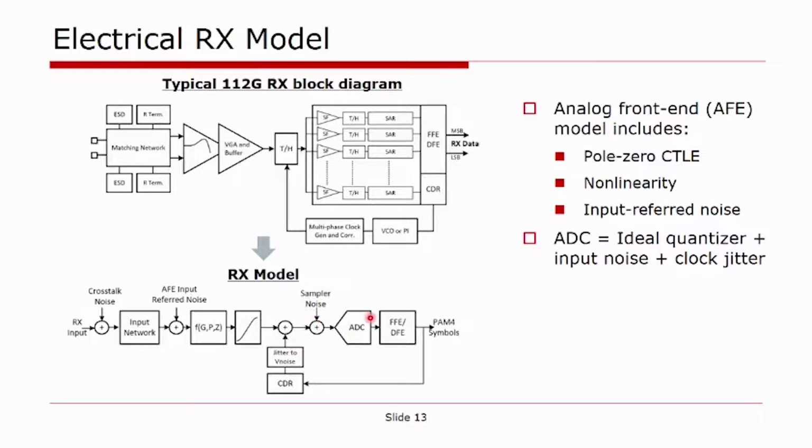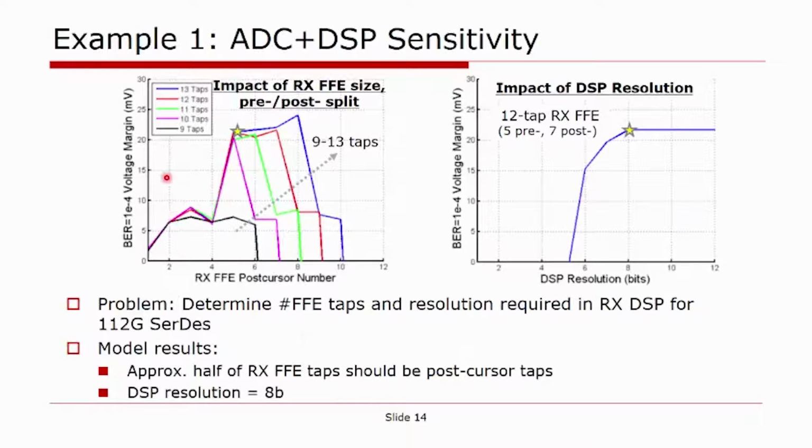noise and also some input jitter through the CDR, where the jitter is converted from the jitter sequence to a voltage noise using techniques very similar to what we do on the transmit side. So here are a couple of examples of how designers typically use these models to make design decisions.